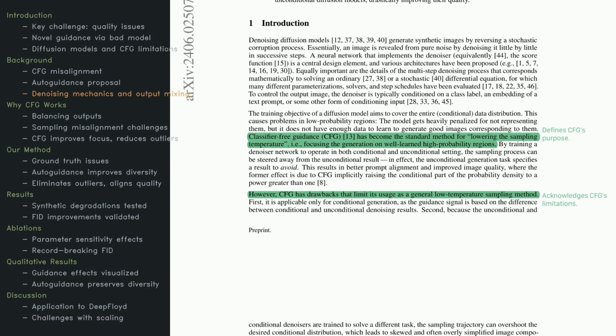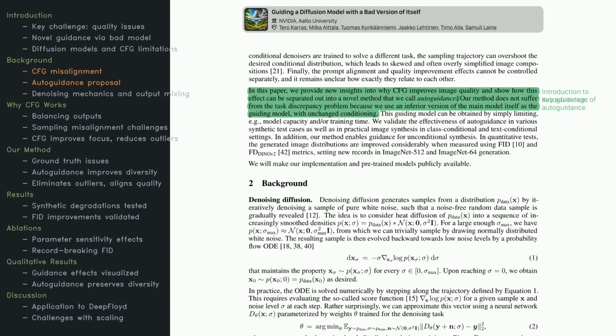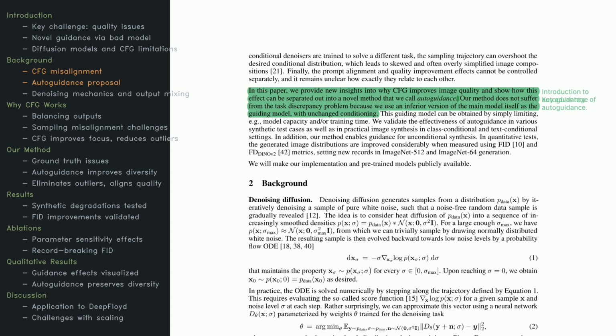Let's move on. Here on page 2 upper, the discussion zeroes in on the main drawback of CFG. In short, CFG can oversimplify the images because the conditional and unconditional processes don't line up perfectly. That causes mismatches between how well the prompts are followed and how good the images look, making it tricky to dial in the exact control we want.